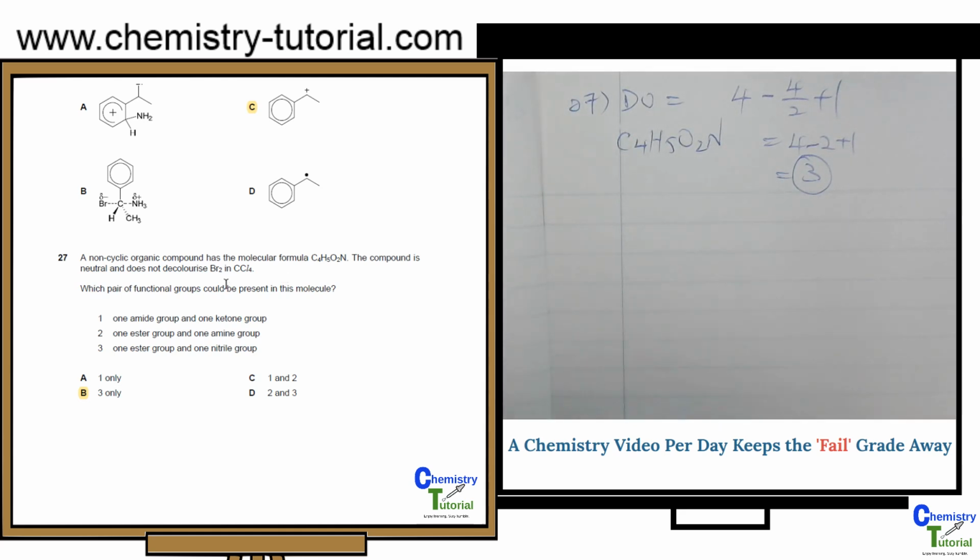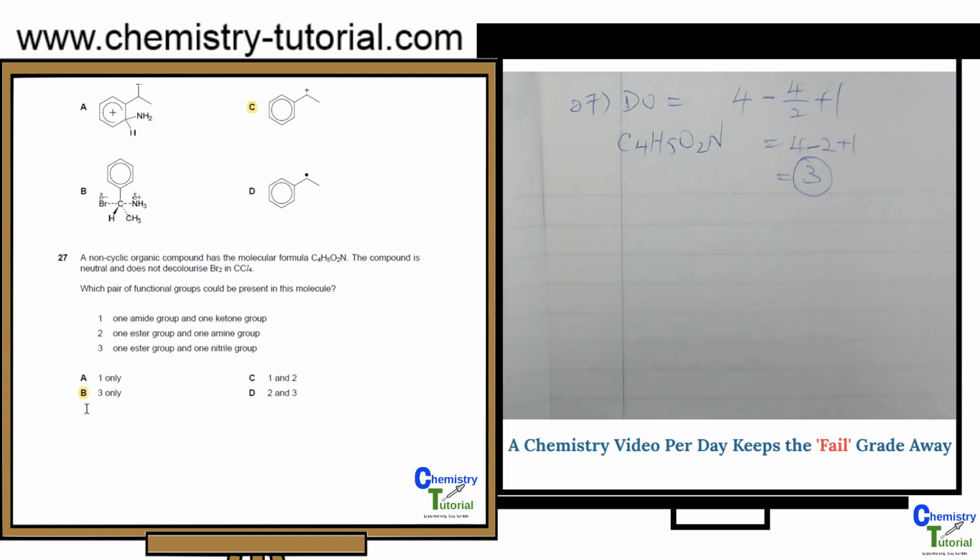Now, let's just check. Amide itself has a DU of 1, therefore the DU is 2. Degree of unsaturation is 2, not 3. So option 1 is out. Ester group has a DU of 1, amine group has a DU of 0, so this is a DU of 1, not 3. This option 2 is also out. However, ester has a DU of 1, nitrile has a DU of 2. 1 plus 2 gives you 3. Hence, the answer is just B. Notice that if you know how to calculate the degree of unsaturation, this question can be solved really quickly in less than 10 seconds. However, let's assume you didn't learn that.